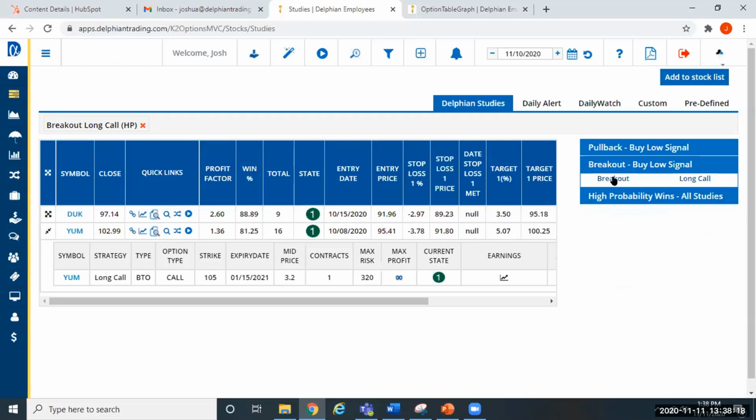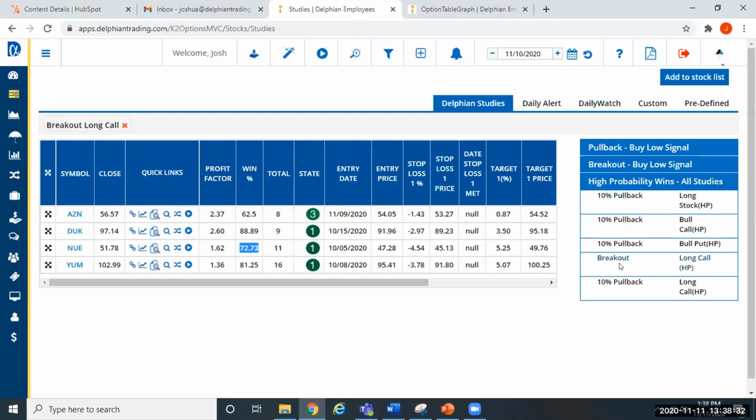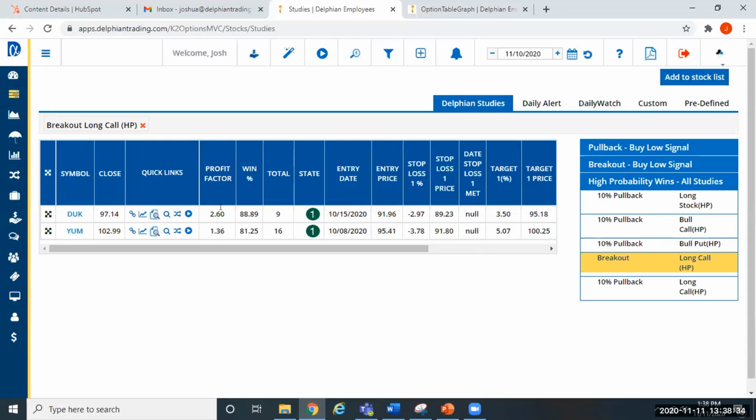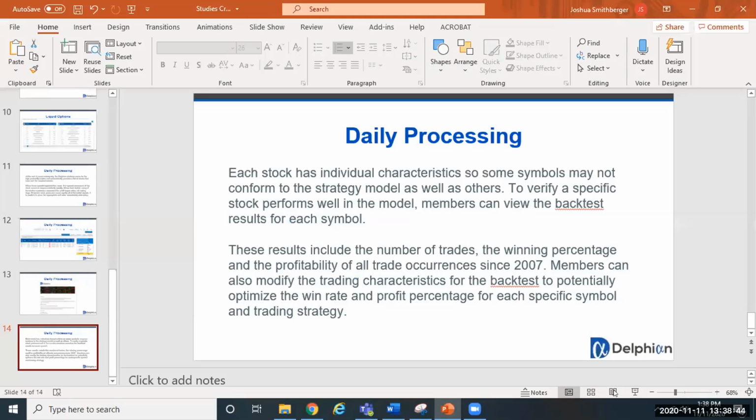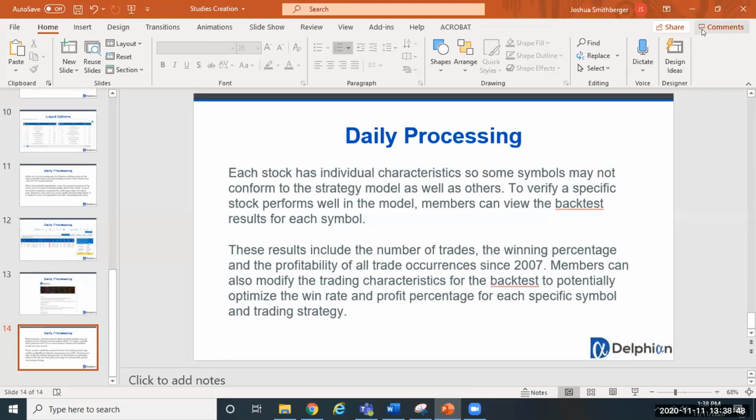But you can see here, we had 4 different symbols, and this one didn't test very well. It was profitable, but not a good win rate. This one, borderline. So in the high probabilities, we filter out. It's got to be profitable and have a good win rate. Okay. So that's the first part. So that's the studies in general, how we created them.